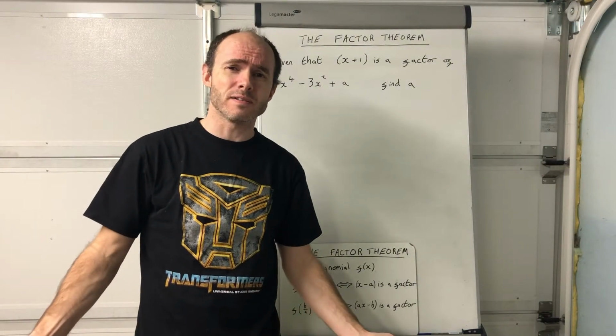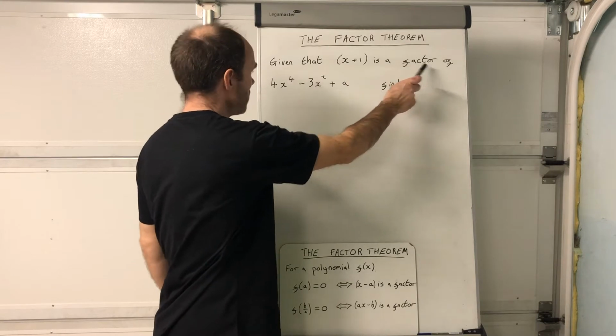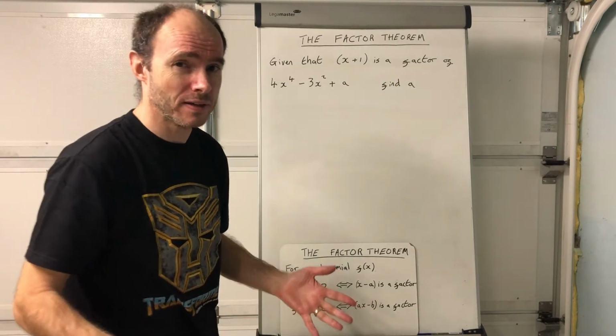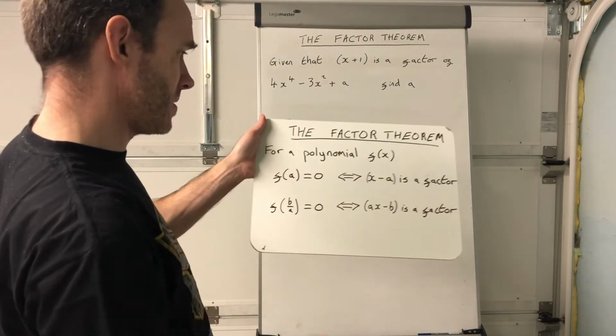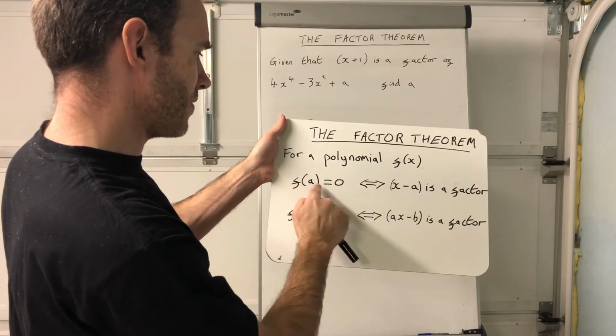Okay, so here's a factor theorem example. Given that x plus 1 is a factor of 4x to the 4 minus 3x squared plus a, find a. Now, a reminder of the factor theorem. So here it is: x minus a is a factor of f of x. That implies that f of a equals 0.